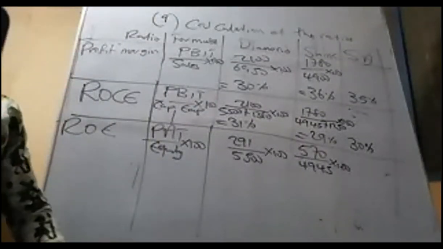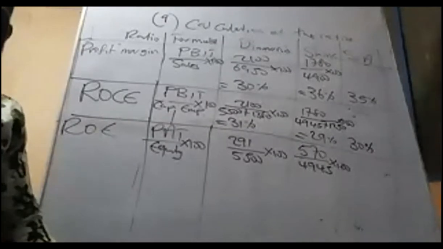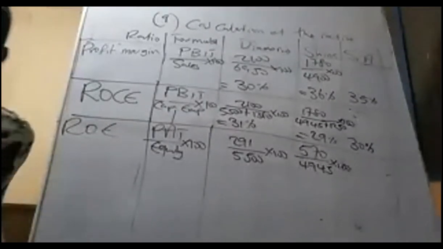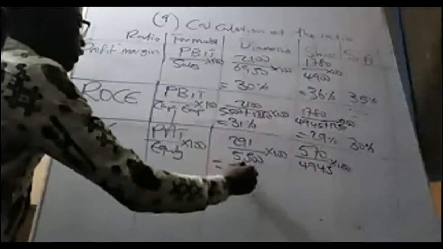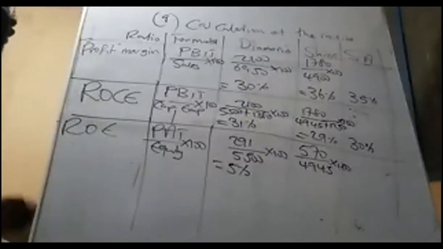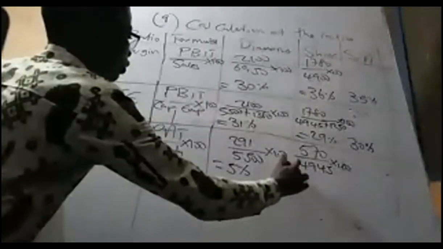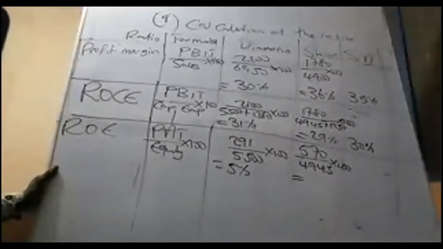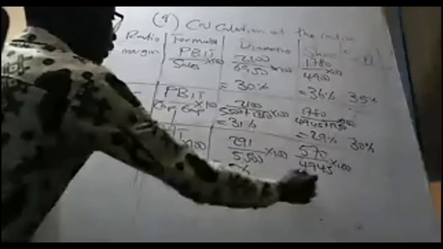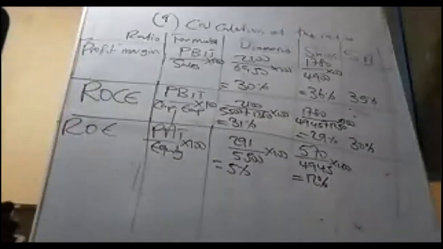Okay. So you get 5% for diamond, then 12% for shine. Oh wow, shine is doing well. But our company is doing well. We are in comfortable lead. Oh yes, we are leading this time around too. We still be in comfortable lead.